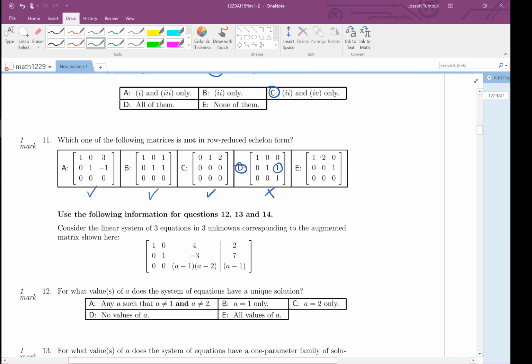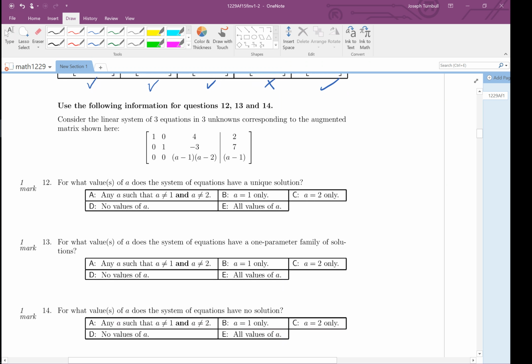You have this 2 here. You might say, oh, that shouldn't be there. And why not? You can't get rid of it. There's nothing you can do to eliminate the 2. There's no leading 1 in the positions below it. So can't get rid of it. It's row reduced.